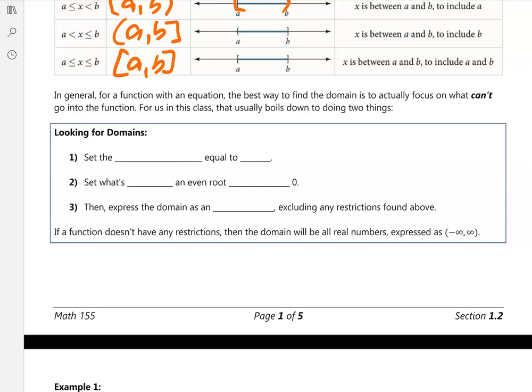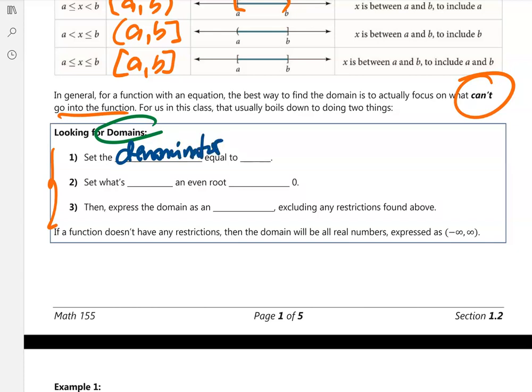In general, for a function with an equation, the best way to find the domain is to actually focus on what cannot go into the function. So for us in this class, that usually boils down to doing these things. First, you are going to look for the domain restrictions. If you see a denominator, set it equal to 0, because remember, we cannot divide anything by 0. Let's say 5 divided by 0 or 7 divided by 0 is undefined.